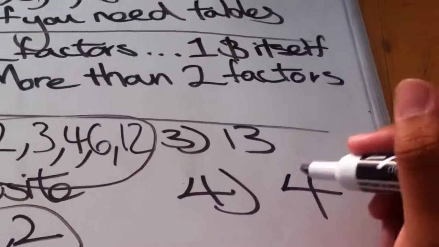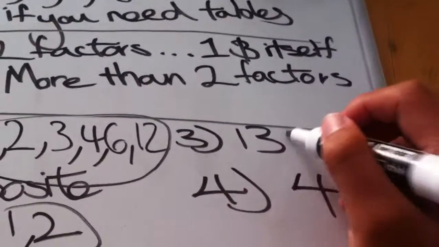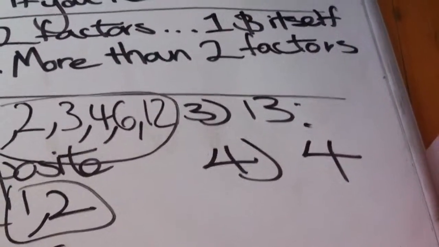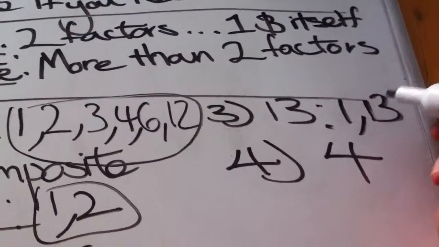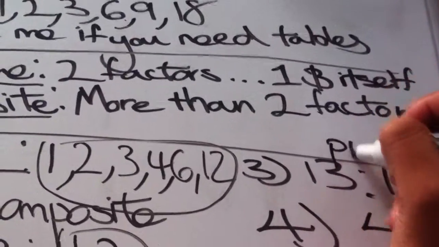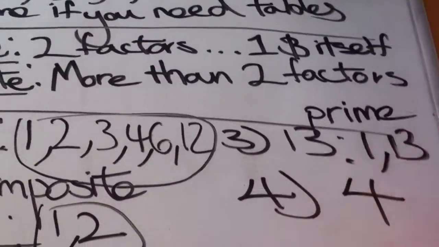Let's look at number 3, which asks you, what about 13? Is 13 prime or composite? Well, think. Can you think of any numbers that go into 13 except 1 and 13? No. So 13 is a prime number.